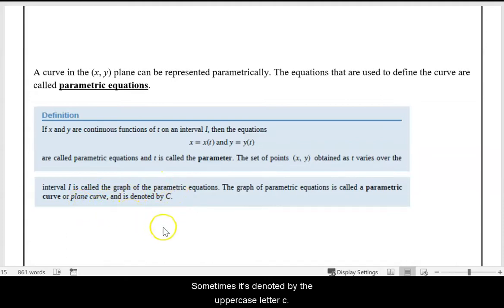Sometimes it's denoted by the uppercase letter C. However, I will typically simply represent it using the parametric equations, x written in terms of t, the parameter, and y written in terms of t, the parameter. In this sense, a single equation in rectangular form is represented in two-dimensional space by two equations in parametric form.